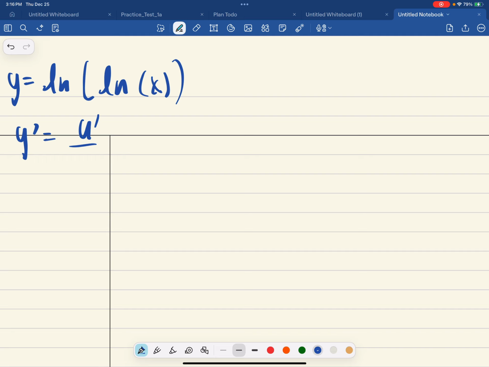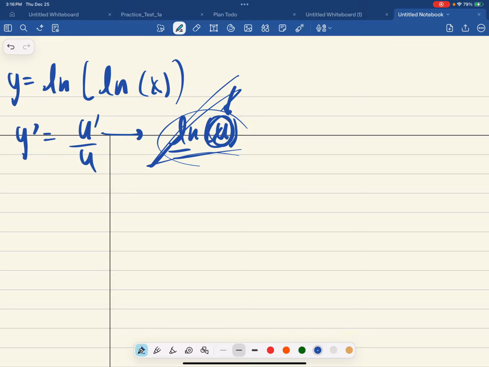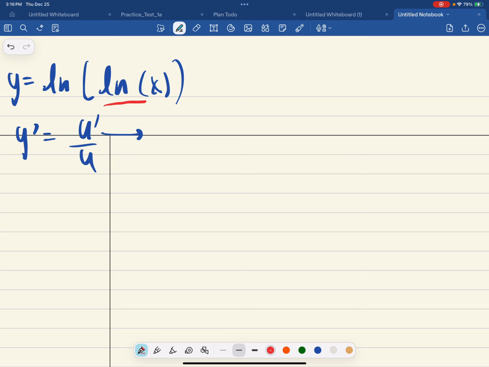So u prime divided by u, where u is whatever is inside the ln. That's all we're looking at. We're not looking at the ln, we're not looking at the whole thing. We're only looking at the u inside it. So when we look at the u inside it, here it's just x, right? No, it is not. It is the ln of x. That's the u, because there's a ln here, and then there's whatever inside it. So that is the u.